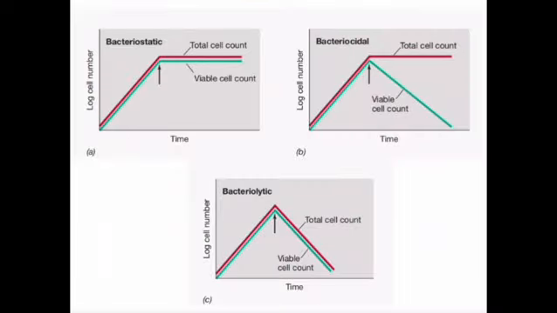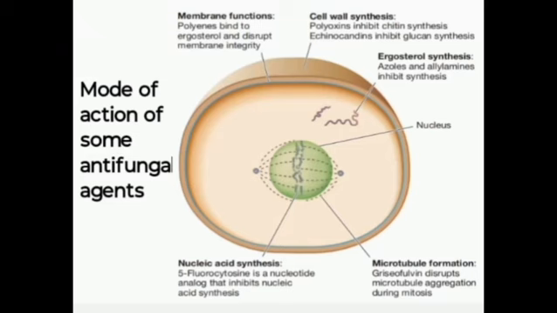Action of chemical sterilizations on bacteria is divided into three types: bacteriostatic, bactericidal, and bacteriolytic. The total cell count and the viable cell count remain the same in bacteriostatic. Both total cell count and viable cell count gradually decrease in bacteriolytic treatment. The mode of action of antifungal agents majorly includes affecting the following functions: membrane functions, cell wall synthesis, ergosterol synthesis, microtubule formation, and nucleic acid synthesis.